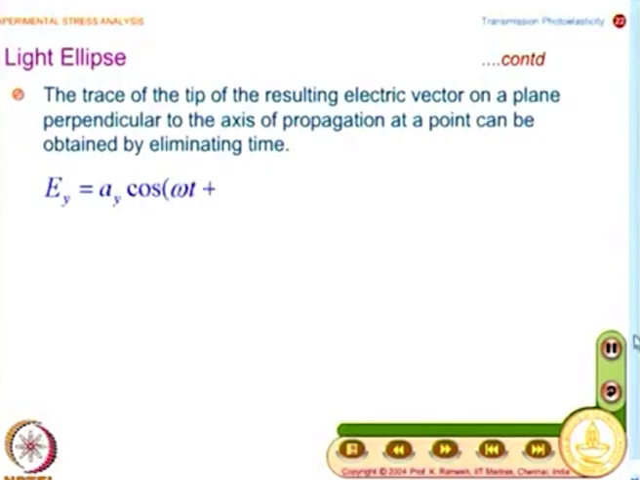I have E y as this, and I would like you to simplify this expression, as simple as that. So, what is the trigonometric identity I can use? Cos A plus B. So, I can have this as cos omega t plus alpha 1. I can take omega t plus alpha 1 as A and delta as B.